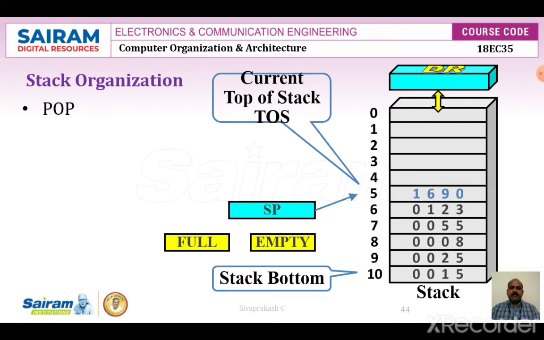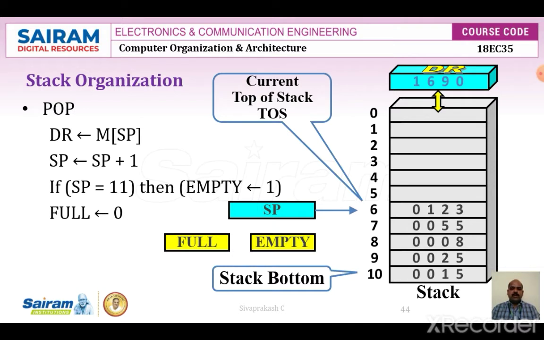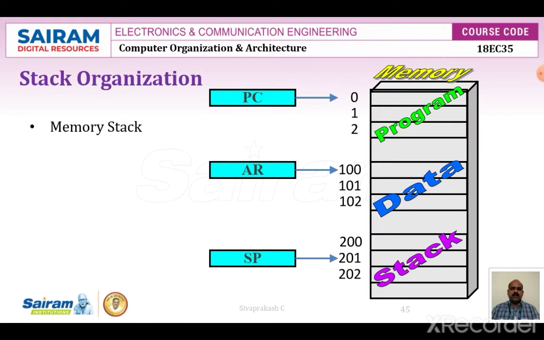Likewise, when the pop operation happens, the last data which was inserted is removed. Then the stack pointer moves plus 1 and increments towards the next. It moves to the next data, from 5 to 6. Then the sixth position is shown as the top of the stack. Now empty becomes minus 1 and full becomes plus. In such a way it performs the operation.